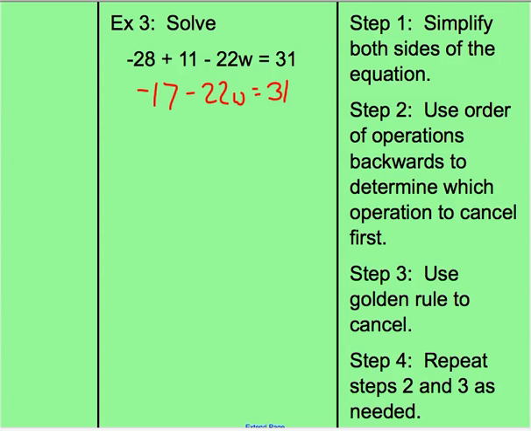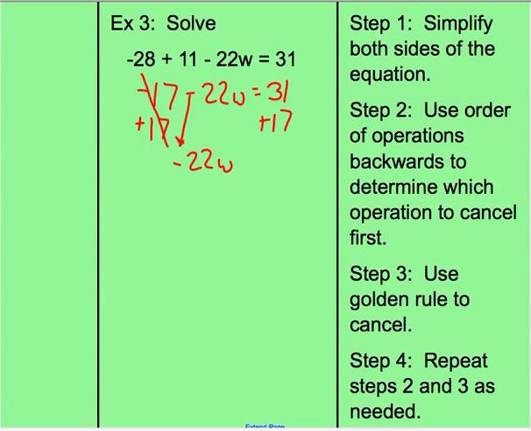All right, use order of operations backwards. So if I knew what W was, I would multiply by 22 and then add the negative 17. So I will cancel the negative 17 first. Remember, to cancel a negative, you have to add a positive. So on the side with my variable, I am just going to cancel. I'm not actually going to perform my addition.